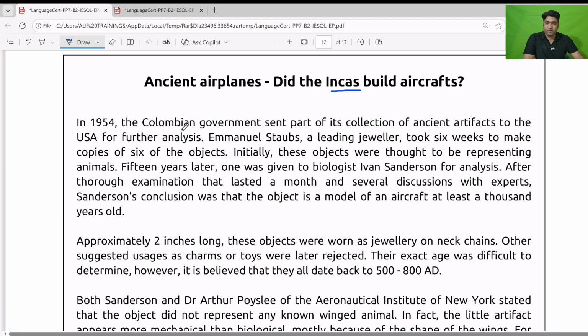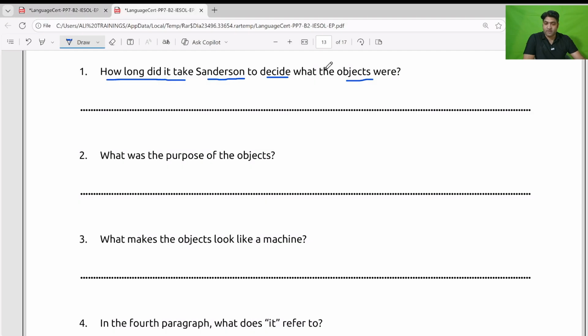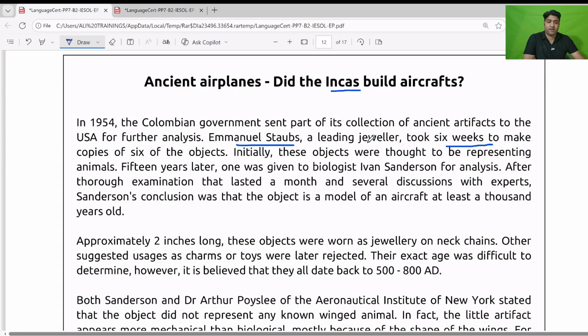In 1954, the Colombian government sent part of its collection of ancient artifacts to the USA for further analysis. Emmanuel Stops, a leading jeweler, took 6 weeks here. Emmanuel Stops is taking 6 weeks, not Sanderson, so don't confuse yourself. To make copies of 6 of the objects, initially these objects were thought to be representing animals. 15 years later, one was given to biologist Ivan Sanderson.